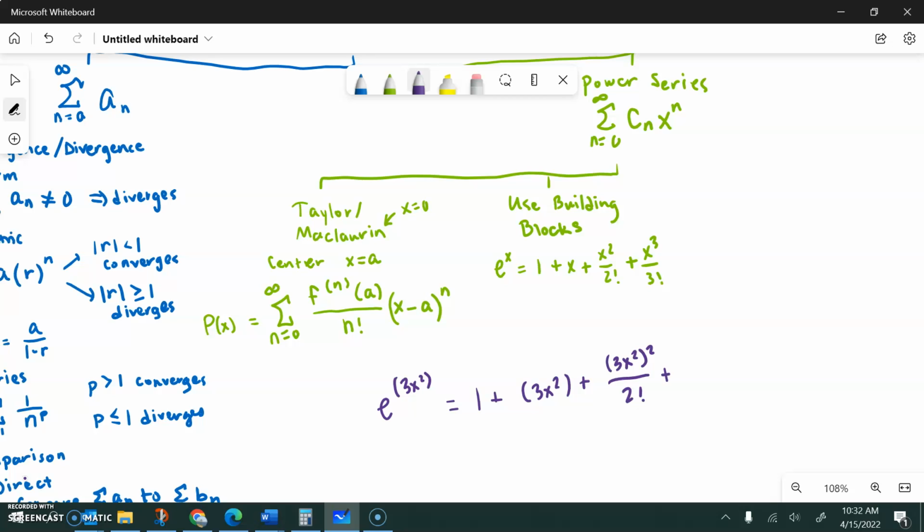We could build it from scratch, but just notice that if we did build it from scratch, as we're taking all of our derivatives, we would have chain rule, which then would result in product rule, which then would result in more chain rule. So this is easier because we can just use the existing series that we know and use those as building blocks.